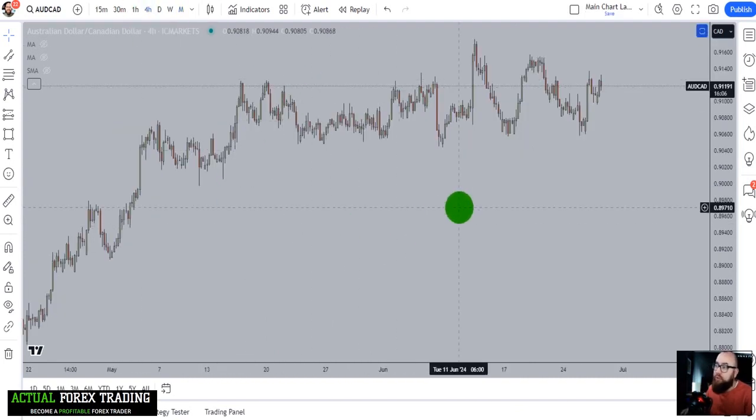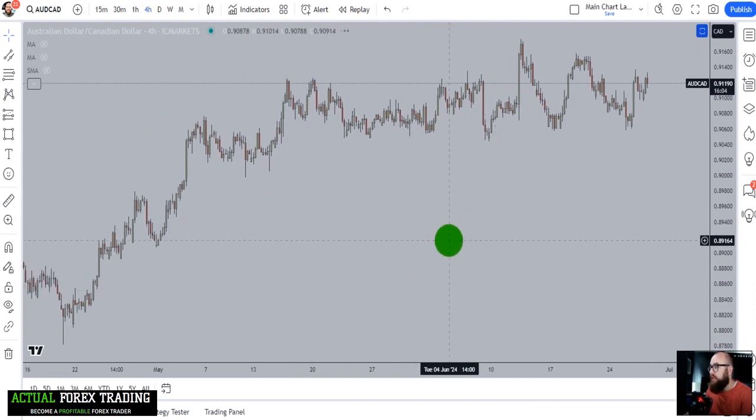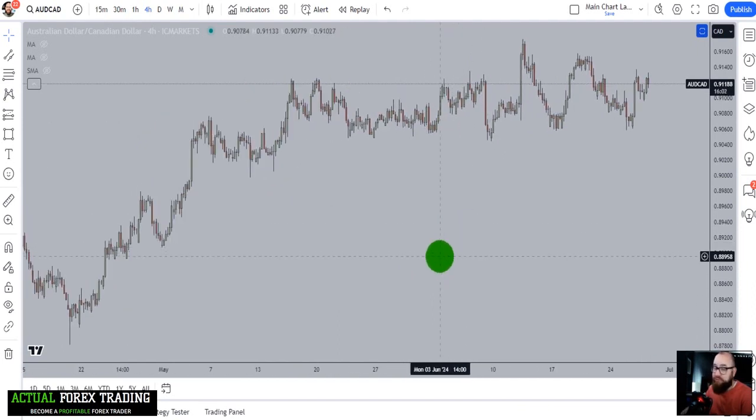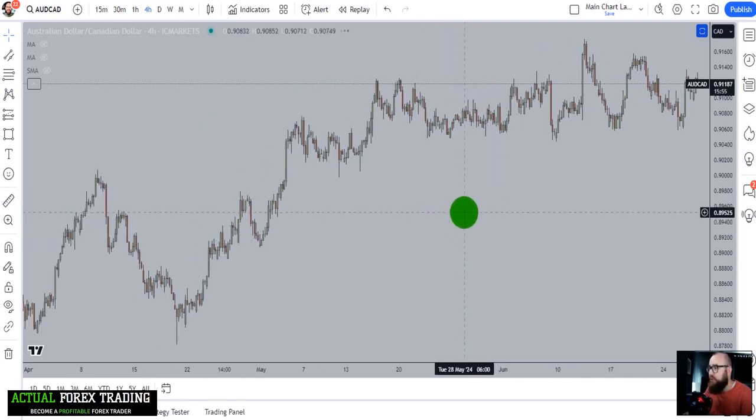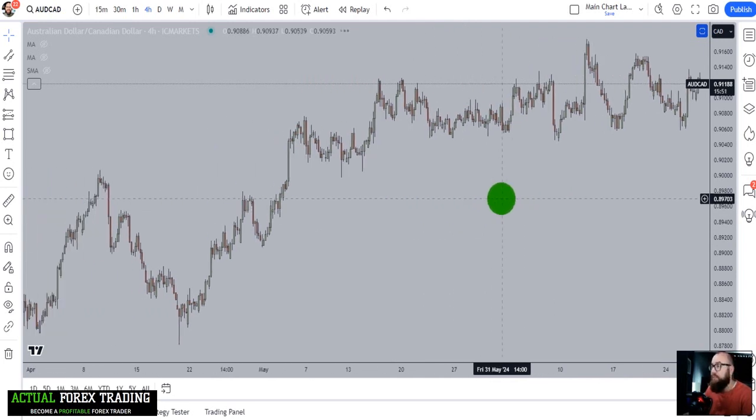This is the TradingView trading platform. It's a great piece of software. The basic account is for free. I suggest you go and open a free account with TradingView. I have never used any charting software that's better.